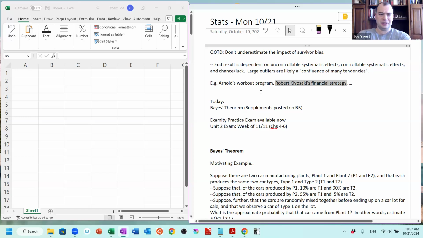But Robert Kiyosaki, in a very loose sense, his financial strategy was: buy a bunch of houses. This was maybe back in the 80s or 90s. Buy a bunch of houses, get yourself into a huge amount of debt, and then you have this weight of the world on you to pay off all this debt, and that will spur you to creativity and innovation.